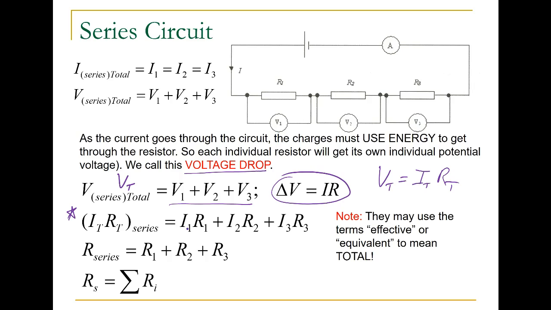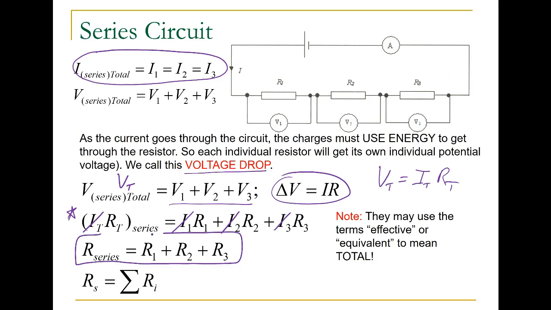And that's equal to I1R1 plus I2R2 plus I3R3. But we make note of the fact that the current is equal through every component in a series circuit, as we discussed previously. So all of these I's cancel out, and we are just left with R in series is equal to R1 plus R2 plus R3. Or another way to say it is that R in series is the sum of the individual resistances.